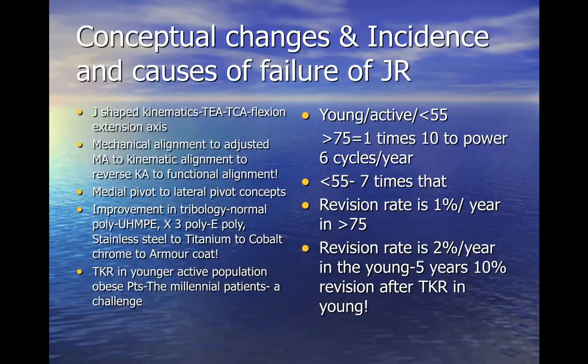What are the conceptual changes in incidence and cause of failure of joint replacement surgery? We all know we started off with a hinged kind of knee, and then J-shaped kinematics. We're all very familiar as postgraduates reading about it. Then the concept moved to the transepicondylar axis. In the last 5 to 10 years after Hirschmann's work, the new concept of transcylindrical axis has come into place, which is the basis of the single axis radius knees, which are in the market.